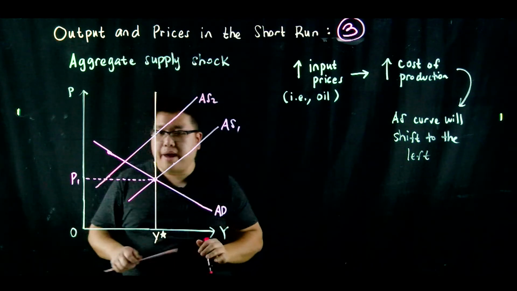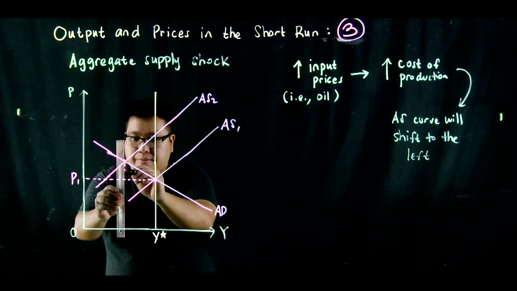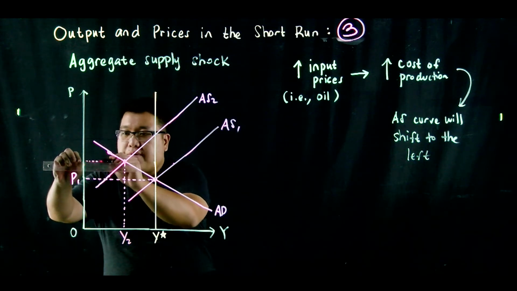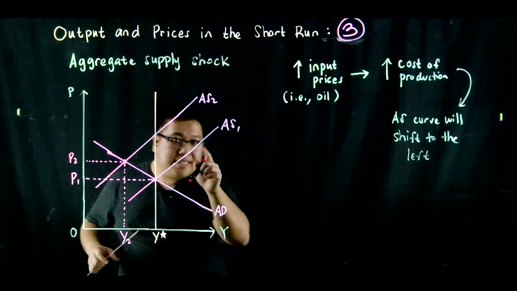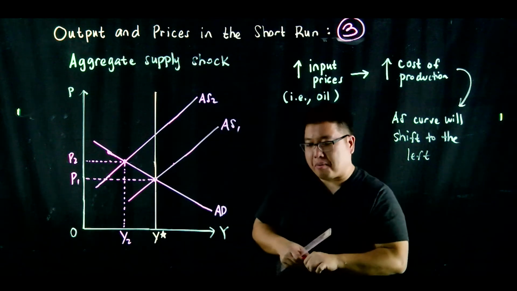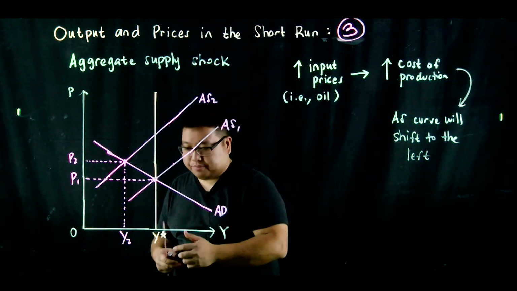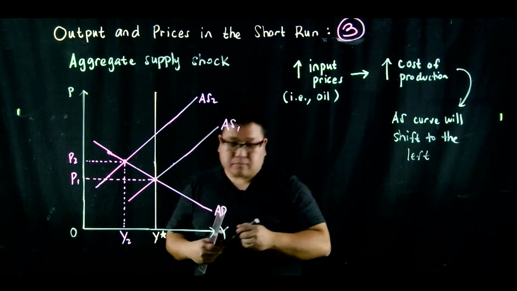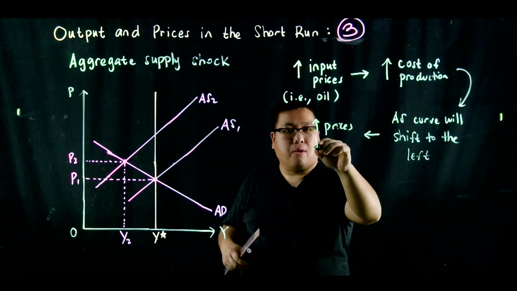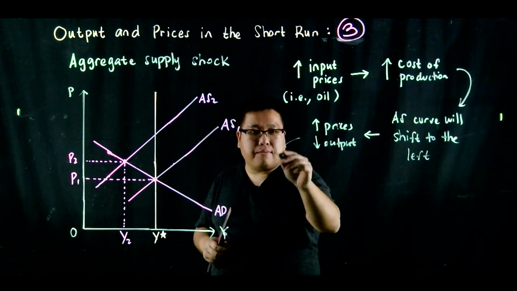Now we have a new short-run equilibrium right here, and let's call this Y2 and the new price level P2. Notice that the new short-run equilibrium is to the left of Y star, which means that we have a recessionary gap. So this results in an increase in prices, lower output, and a recessionary gap.